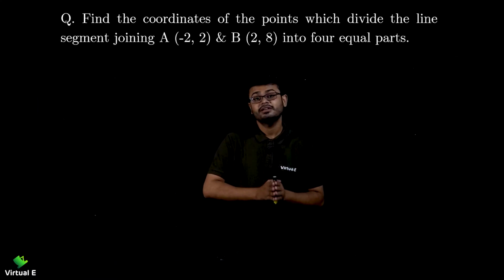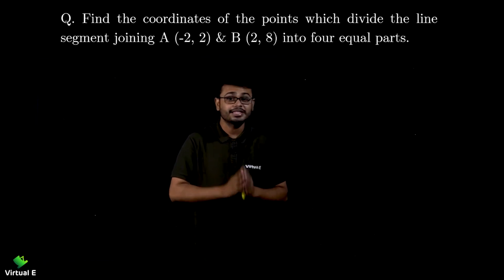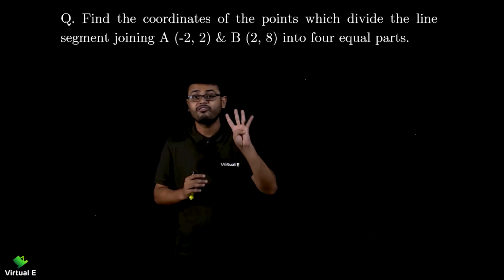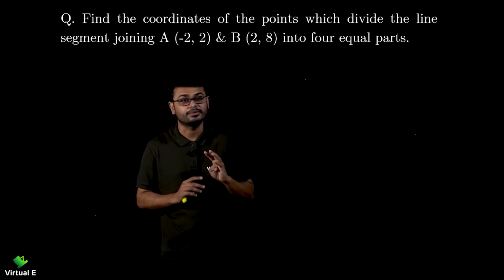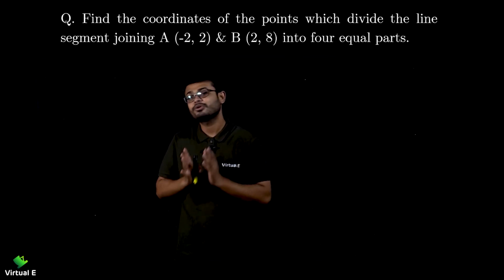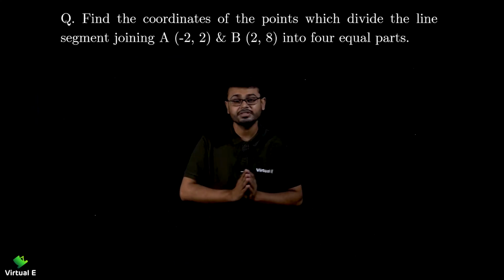In the previous session, we divided a line into 3 equal parts. But in this session, we are going to divide a line into, guess what? How many parts? 4 equal parts we are going to divide into. So we need to do many steps. Let's see, are we going to use the section formula or not? So let's start the question first.